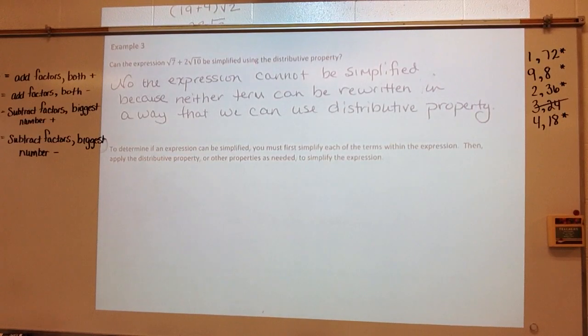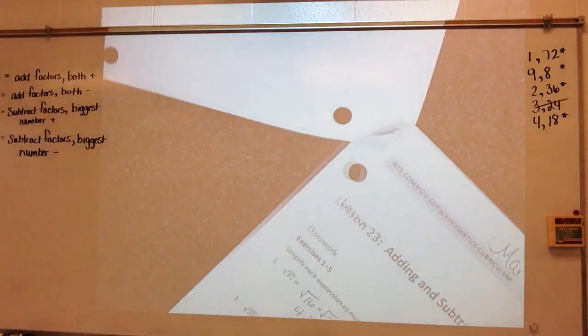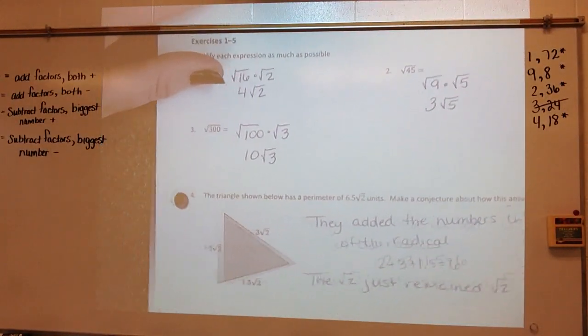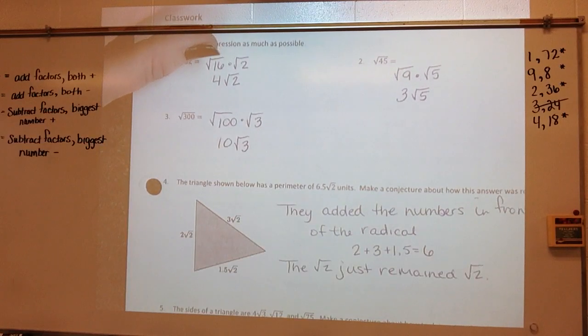To determine if an expression can be simplified, you must first simplify each of the terms within the expression. Then apply the distributive property or other properties as needed to simplify the expression. Alright, so our goal is we have to be able to simplify them first and see if we can get the radical to be the same.